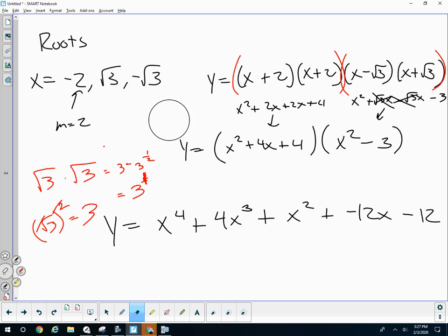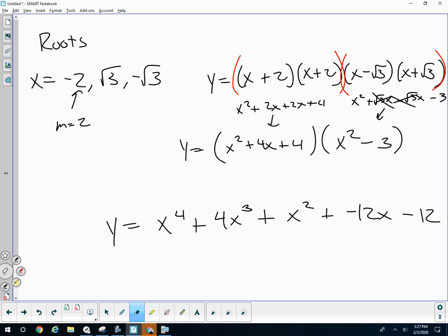Okay, so the square root of a number times itself ends up just being the number inside the square root.